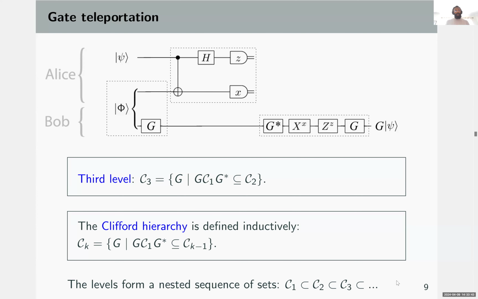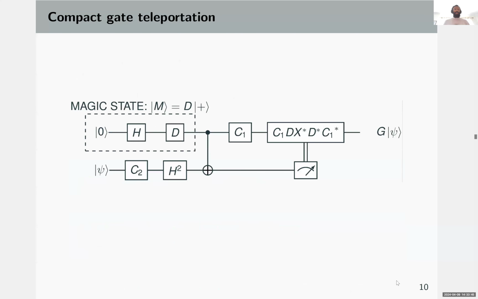But we can use a more compact gate teleportation protocol that doesn't use a Bell pair. Okay, instead we apply the gate that we want to the plus state. So that means that the magic state that we need to prepare in order to do this gate has the same size as the gate we want to do. But the problem is, in order for this protocol to work, the gate that we want to apply has to be a diagonal gate, or it has to be a diagonal gate multiplied by Clifford on the left and right.